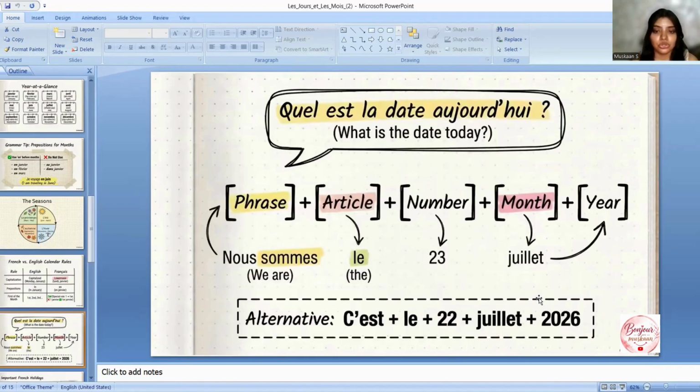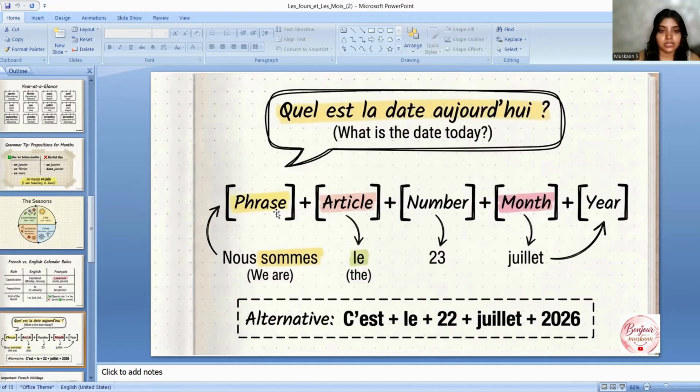Now, quelle est la date aujourd'hui? Now we know how to say months and days of the week, right? Now let's learn how to write the date in French. So, quelle est la date aujourd'hui? That is the question when we want to ask someone what the date is today. Quelle est la date aujourd'hui? What is the date today? So how to tell the date?